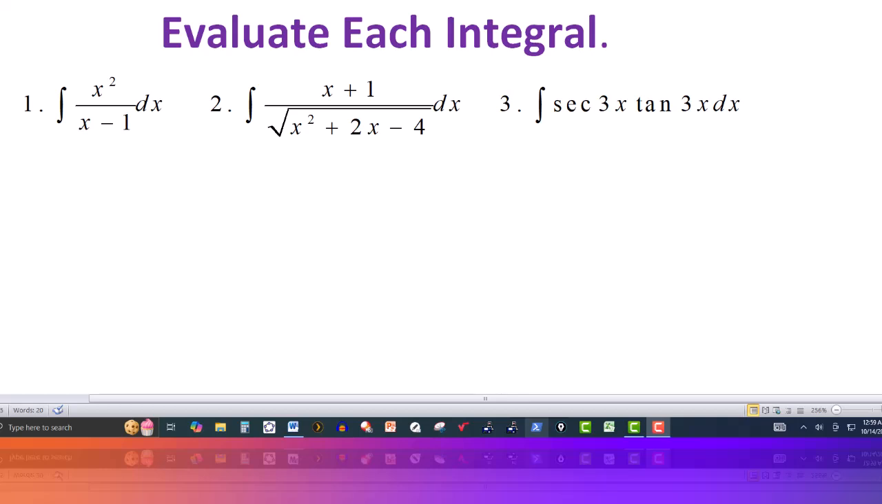In this video we have three integrals to evaluate. If you look at the first one, the integrand is a rational expression. The degree of the numerator is 2 because you got an x squared there. The denominator has degree 1, so it's not a proper rational expression. For partial fractions, we need the degree of the numerator to be less than the degree of the denominator. So let's go ahead and use long division.